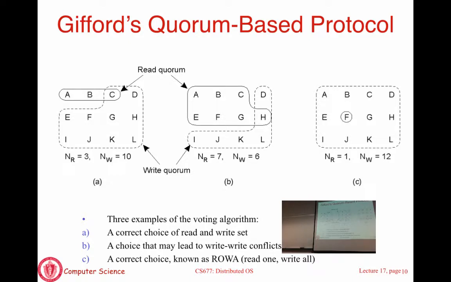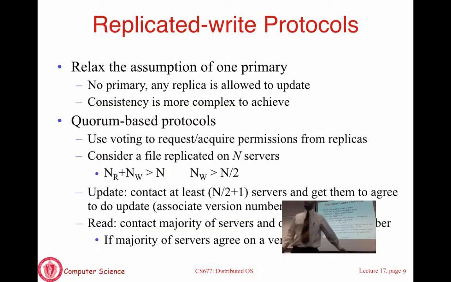Now you can pick NR and NW any way you want, so long as it satisfies these 2 properties. You are going to ensure that bad things don't happen. By bad things we mean that a read is not going to return an old version of the file if a newer version has been produced in the system. You'll always get the most recent version. It requires you to vote, in other words, the read quorum has to agree. So if you pick it this way, you are going to be good.